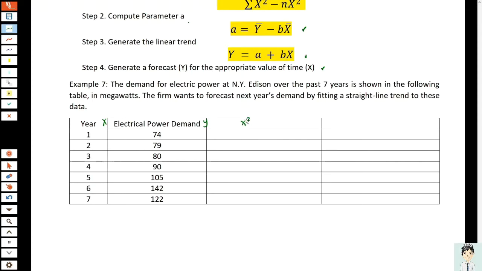Diba? So, first, we need to identify muna yung x squared natin. So, 1 times 1, 1. 2 times 2, 2 squared, 4. 3 squared, 9. 4 squared, 16. 5 squared, 25. 6 squared, 36. 7 squared, 49.